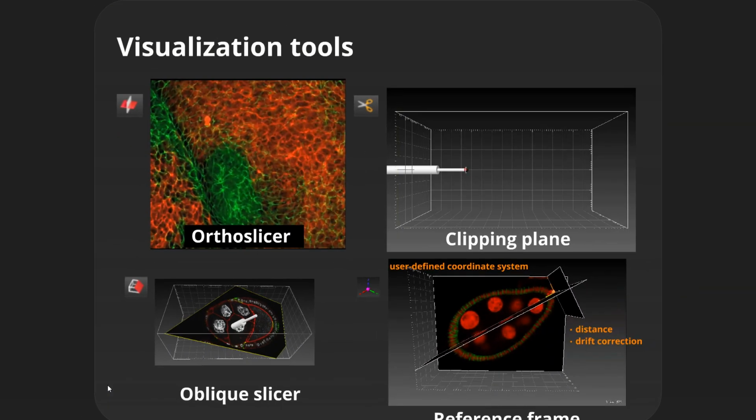Okay. Oops, I skipped one. There's one down at the bottom here called an oblique slicer. Same idea as the ortho slicer, except you can orient that slice in whatever orientation you would like. So it's not fixed to XY or YZ or XZ. It is anywhere you want it to be. And that works really well if you have a structure that's maybe not sitting perfectly aligned with your image axis. So you can orient this slice in whichever direction.